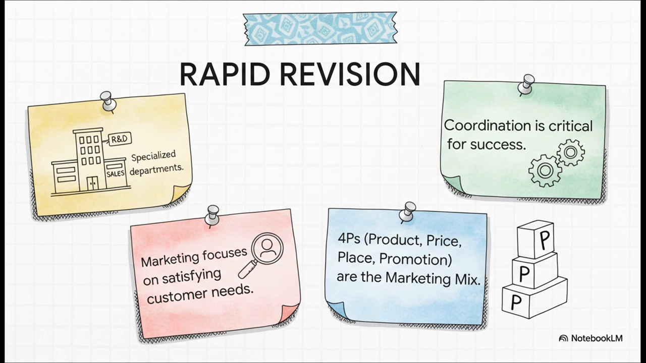Point 1, functional areas are the different specialized departments in a business. Point 2, coordination between these departments is absolutely critical for success. Point 3, marketing is all about identifying and satisfying customer needs. And finally, point 4, the 4 Ps, product, price, place, promotion, are the core of the marketing mix. Go on, take a mental snapshot of this.